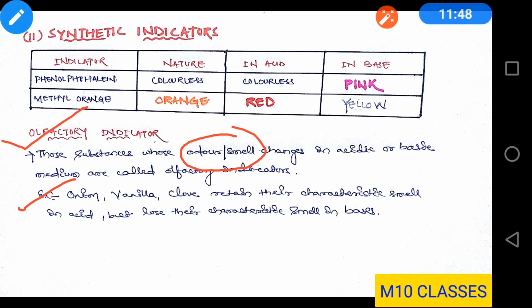So this is all for today from acids, bases and salts, and in the next lecture we are going to read about the different properties of acids and bases.